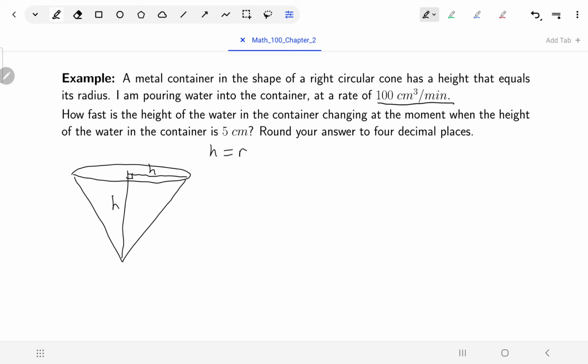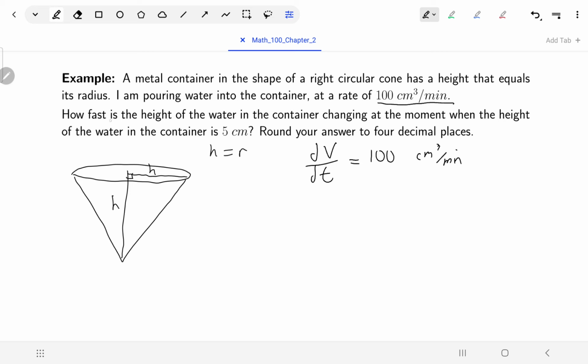Centimeters cubed is a volume measurement, and minutes is a time measurement. So what we've been given is dV/dt. And since water is being poured into the container, the volume is increasing, so it should be positive 100 centimeters cubed per minute. This is also telling me, by the way, that if we're measuring my radius or measuring my height, I should probably be measuring that in centimeters also, because volume is in centimeters cubed, and that when I measure how fast the height is changing or the radius is changing, that'll be in terms of time measured in minutes as well, that will have consistent units.